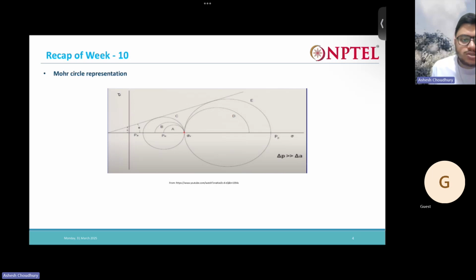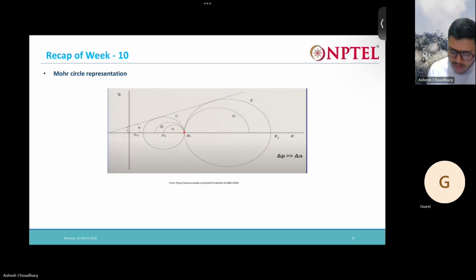So now let us see the Mohr circle representation of the same, the pressures. Here at the center, this point represents the vertical force that is acting. Okay, that is the vertical force that is acting.